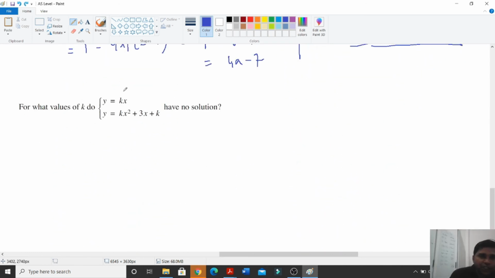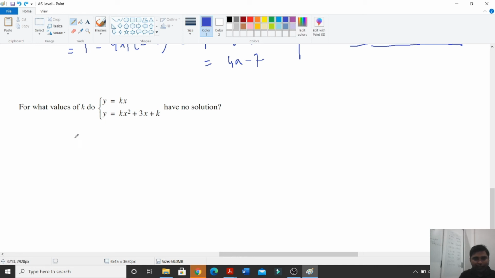Okay, the next question is for what value of k do y equals kx and y equals kx squared plus 3x plus k have no solution. So this is the line and this is a quadratic curve. No solution means it doesn't intersect the curve, and for that we will equate both the y's, form a quadratic, find the discriminant, and the discriminant should be less than 0. Okay, that's what we are going to do.